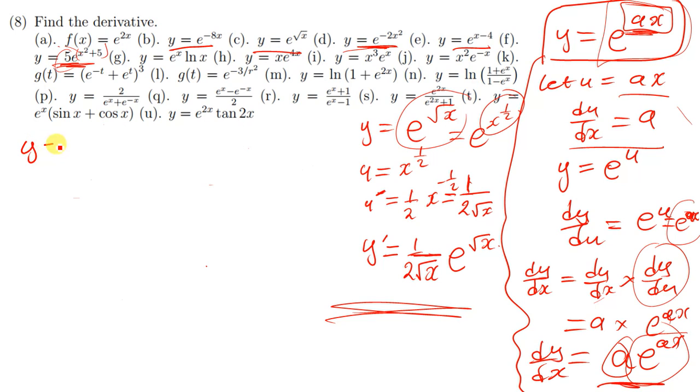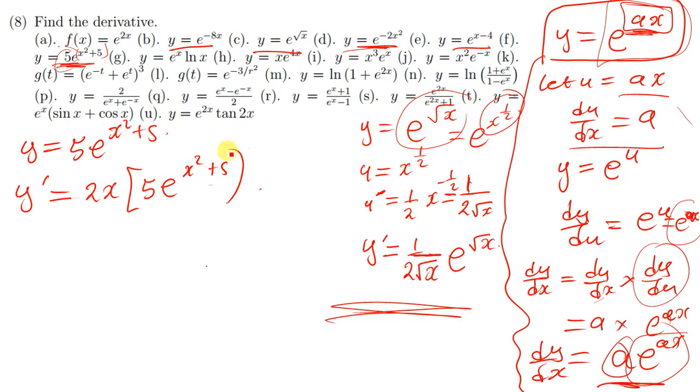So we have y is equal to 5e to the power x squared plus 5. So we differentiate the power. When you differentiate the power to find y prime, you get 2x. That's the derivative of the power. You multiply it with everything there that you have, which is 5e to the power x squared plus 5. So when you multiply that, y prime becomes 2 times 5, that will give us 10x e to the power x squared plus 5. So as simple as that.